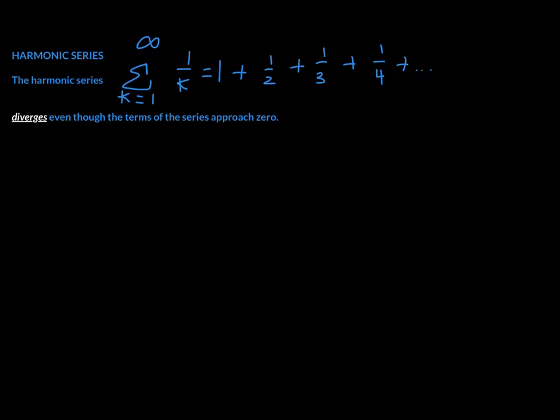So in other words, even though the limit of 1 over k as k tends to infinity is 0, this series diverges. If you start looking at the sequence of the partial sums, you'll see that it's not approaching any one real number.